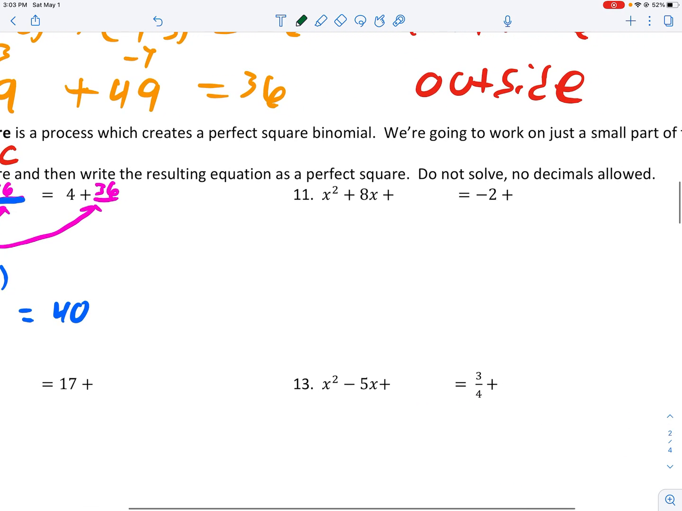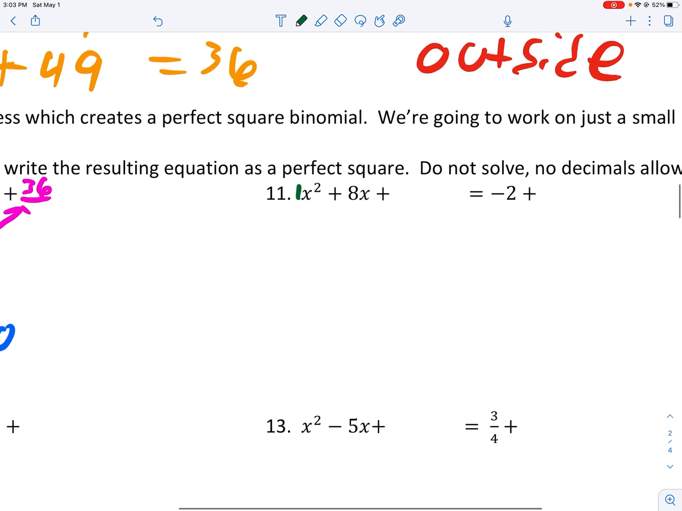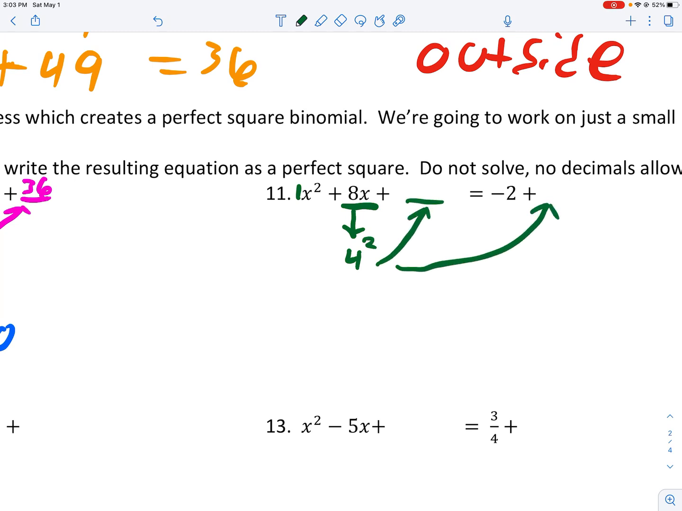Okay, so if we look at number 11, first thing is x squared. Is it 1x squared? Yes. Second, constants on the other side. Yes. So you take the b term, which would be 8x. Divide 8 by 2, that's 4. You're going to square it, and you're going to add that to both sides. Why am I adding it to both sides? Because all you're doing is changing the way the expression looks, not its value. So what you do to one side, you have to do to the other side. Otherwise, your equation is not balanced.